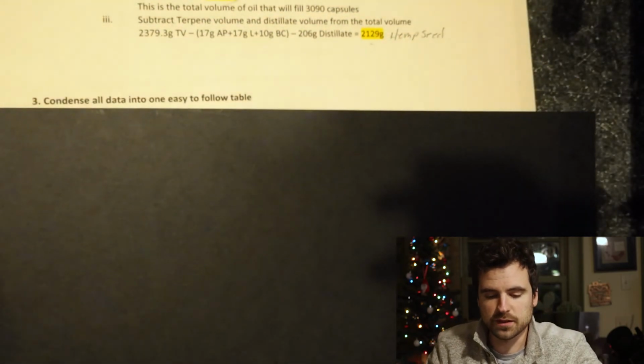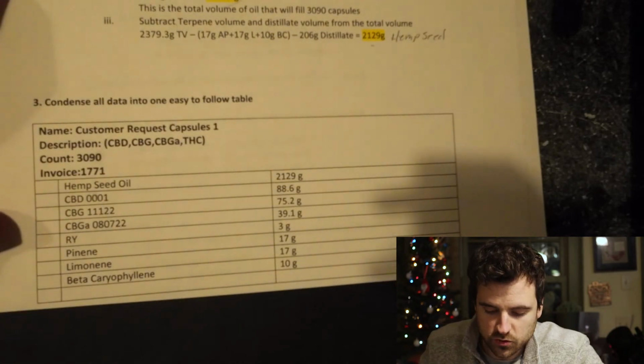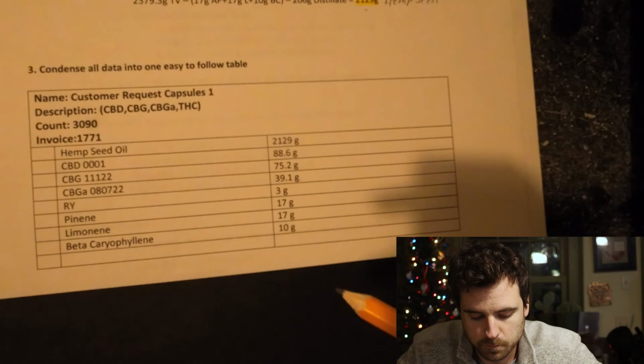Now, last step is to condense all of that information that we have into a digestible table. And here we go. That's your recipe.